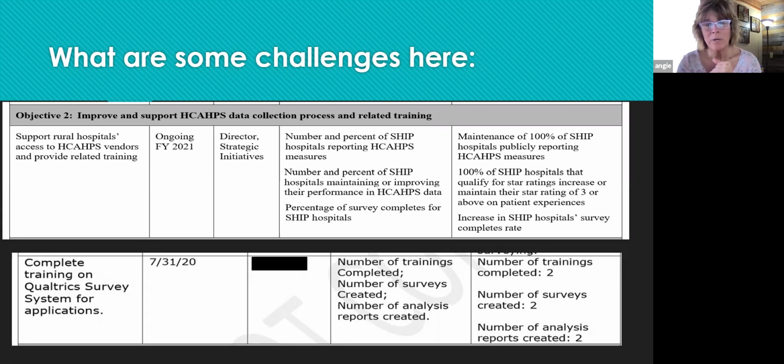When we look at the outcomes, we want to demonstrate improving their performance in HCAHPS data, keeping or increasing or maintaining that star rating of 3 or above. Again, I would look at very similarly, what was that pre and what is it post, in that year's time for capture and looking at that.